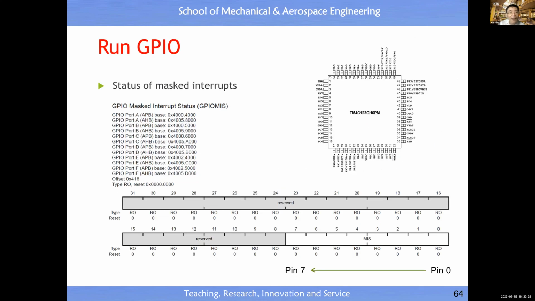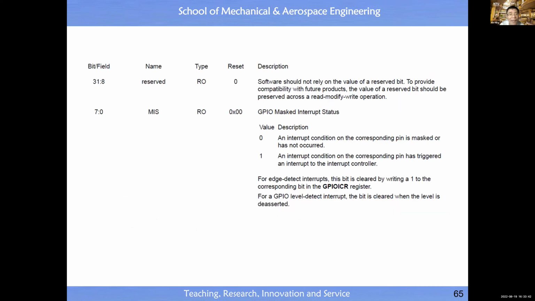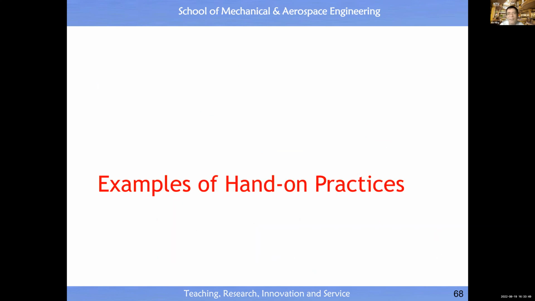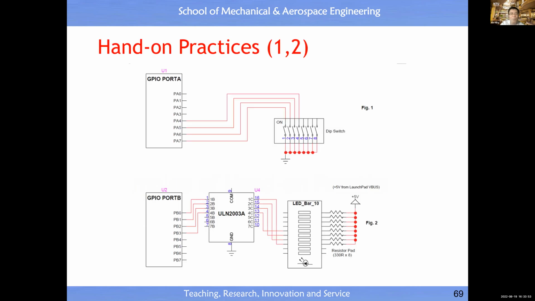And then if you mask out some internal signal, then you can still check what are the interrupts which have been masked out by the configuration, but they are still there, right? Something like that. And how to clear all these internal signals, you must write one to clear them. So this is quite standard, okay? So then if you have a hardware, you can follow this connection diagram to practice.